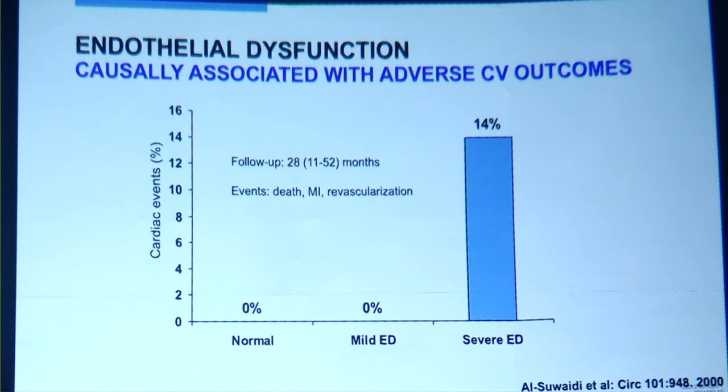And this is the other point I want to make, that endothelial dysfunction is related to prognosis. This is a study from the Mayo Clinic where we divided patients into mild endothelial dysfunction and severe endothelial dysfunction. Patients who had severe endothelial dysfunction had more major adverse events during follow-up. So endothelial dysfunction is not just a concept, it's clinically relevant, it's related to the risk factors, and it's related to prognosis. So how do we assess that?